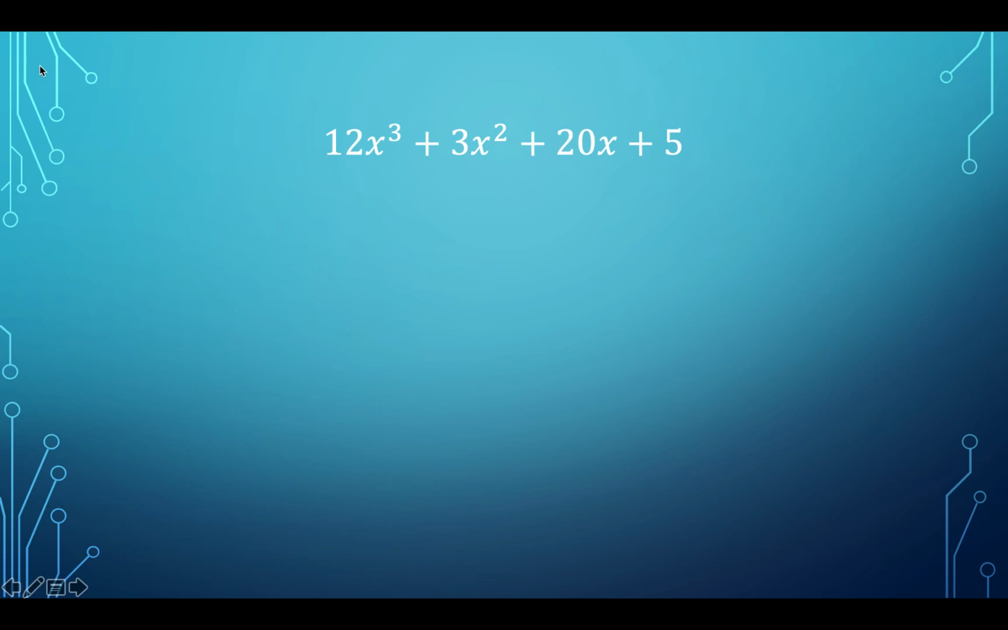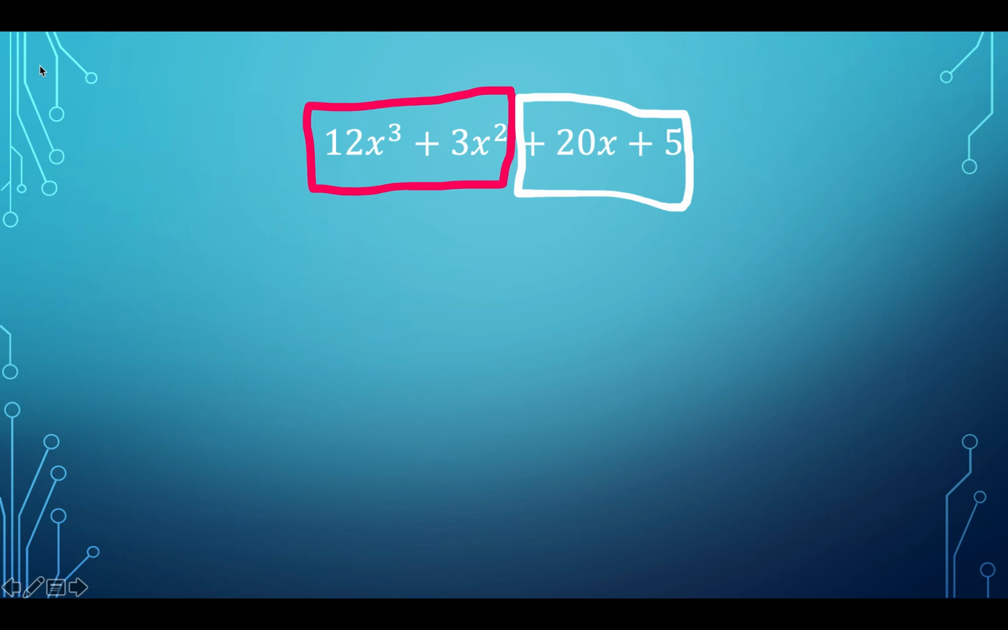For this problem you have 12x cubed plus 3x squared plus 20x plus 5. Now you have to break it up into two separate problems. So we're going to do 12x cubed and 3x squared, and 20x plus 5. First we work with the left hand side, the pink box. The greatest common factor between these two terms is 3x squared, and when we factor it, it's 3x squared times 4x plus 1.